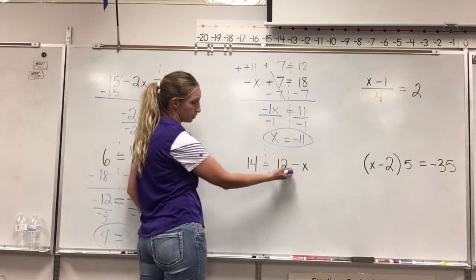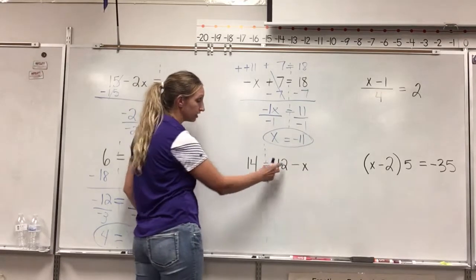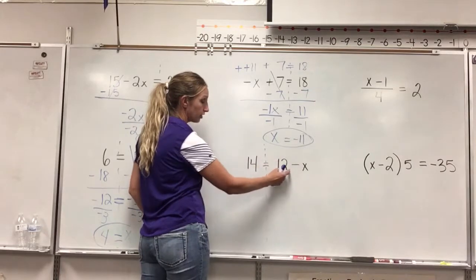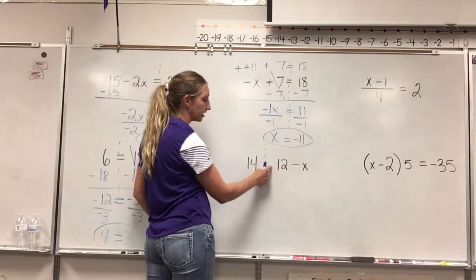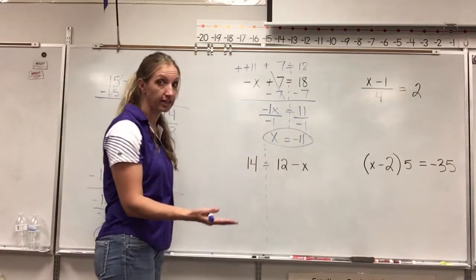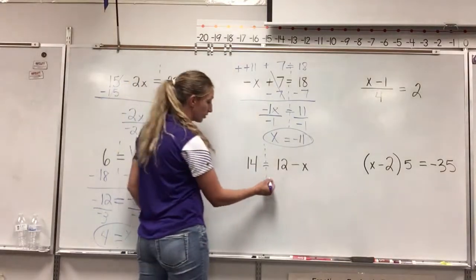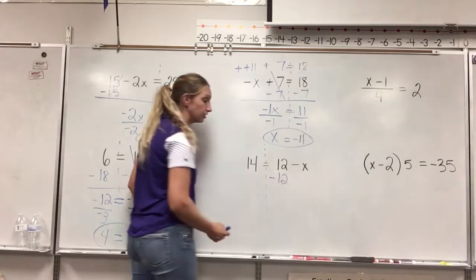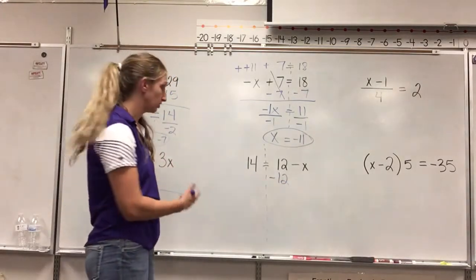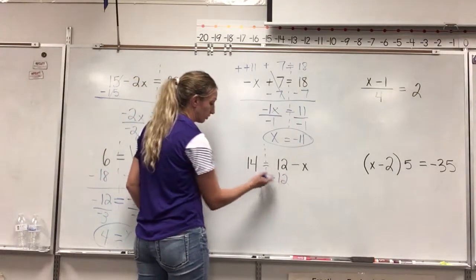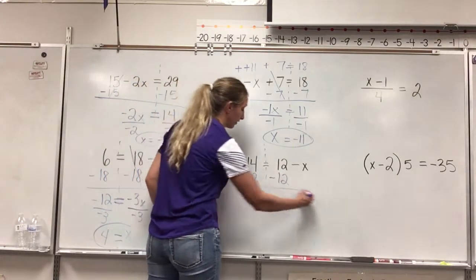This is 14 equals 12 minus x. Well, we need to get rid of the 12 first. So I look at this term and I decide, is this a positive term or a negative term? Well, the sign in front of it doesn't indicate that it's a negative term. So that means I'm going to have to subtract 12 to make it go away. It was a positive 12. To get it to 0, I'm going to subtract 12. If I subtract 12 from the right, then I need to subtract 12 from the left.